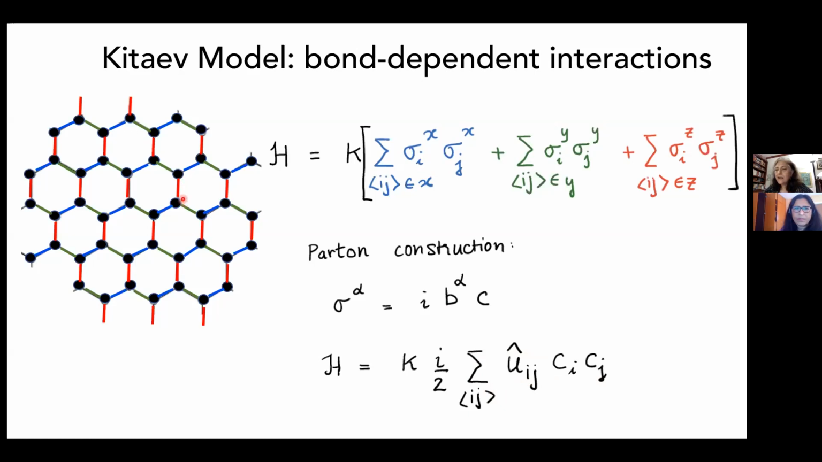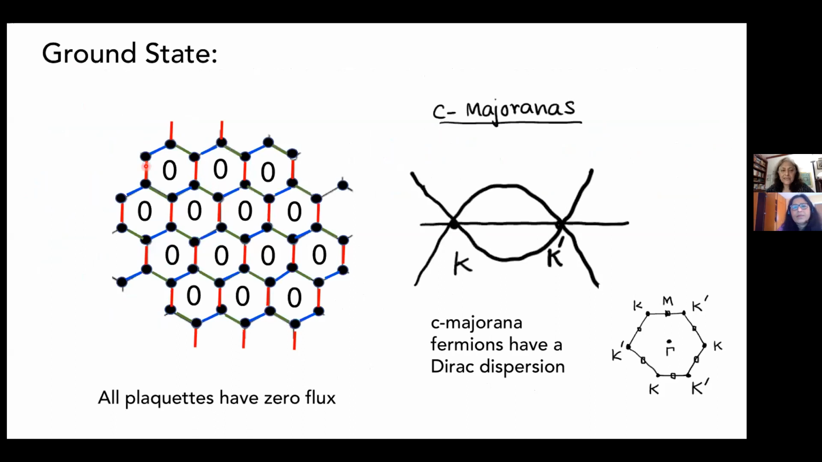plaquette operators are in fact operators that commute with the Hamiltonian. So they can be considered constants of motion, and you can now analyze the Hamiltonian in different flux sectors. These plaquette operators, ultimately you can go around a plaquette and define a flux that penetrates the plaquette. So the ground state of the system looks like zero flux through all the plaquettes, and the C Majorana fermions essentially moving on this honeycomb lattice, which is exactly the same as the graphene problem.